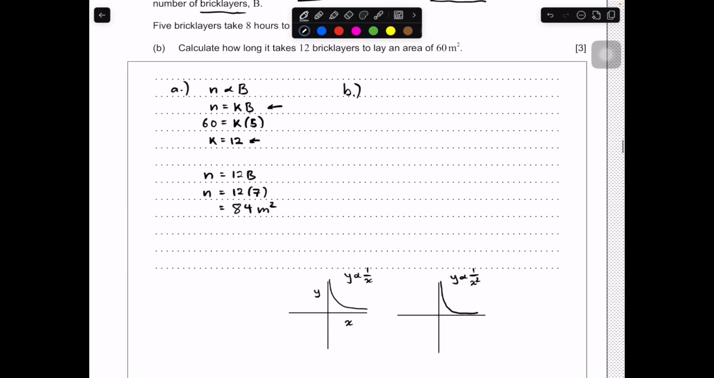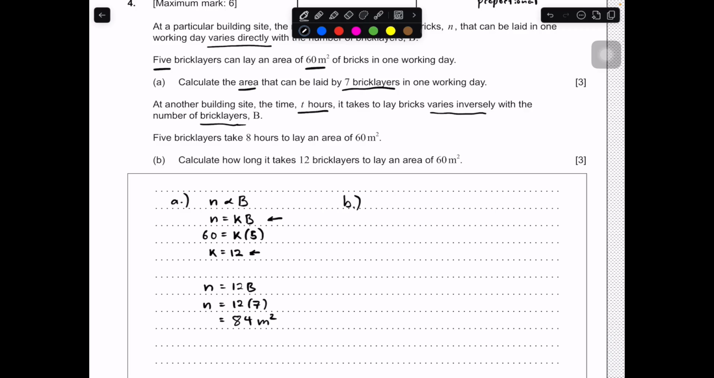All right. So here they told us that the time it takes varies inversely with the number of bricklayers, b. So time is inversely proportional to the number of bricklayers. In this case, time doesn't decrease with the number of bricklayers in a straightforward fashion. The time won't simply be halved, and it won't simply be equal to 1 over the number of bricklayers.